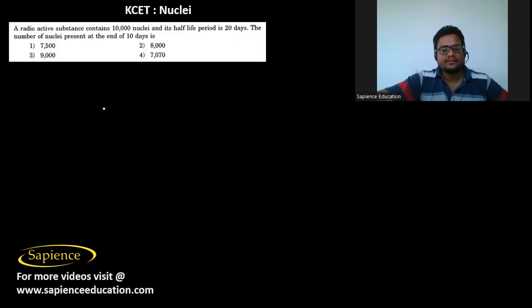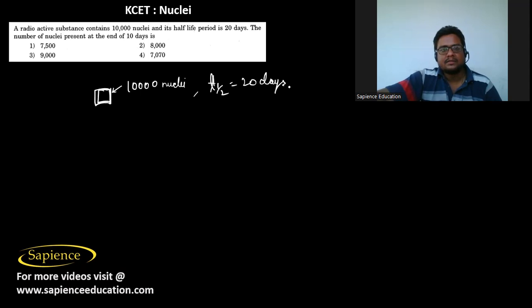Then it is told, a radioactive substance contains 10,000 nuclei, and its half-life T half is equal to 20 days. Then the number of nuclei that will be present at the end of 10 days is. So at t equals 10 days, how many nuclei will be remaining? So the initial number of nuclei is 10,000.